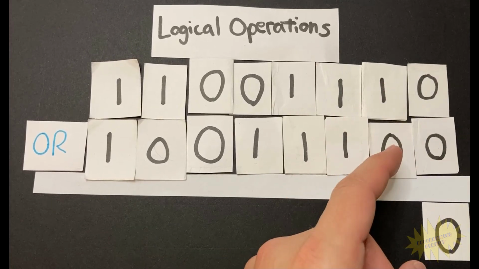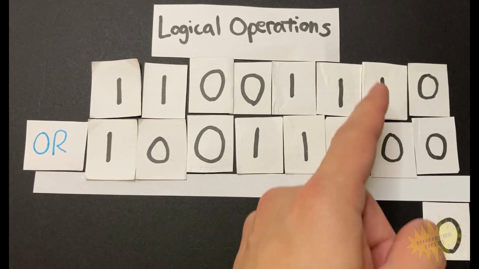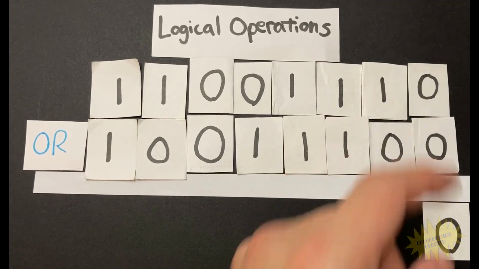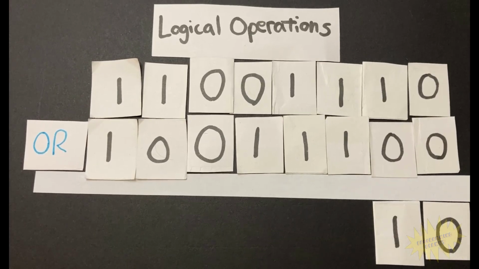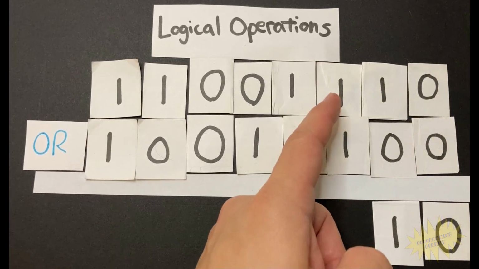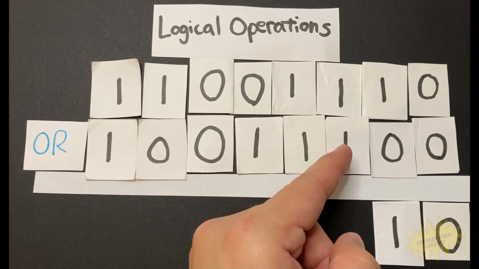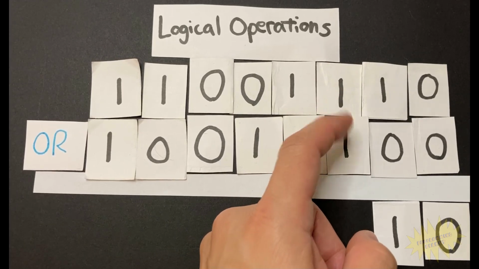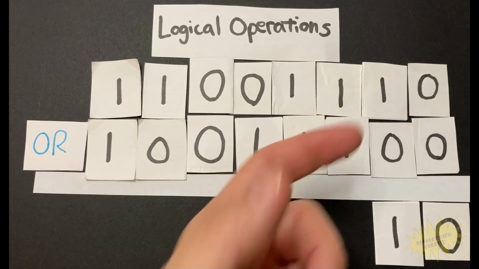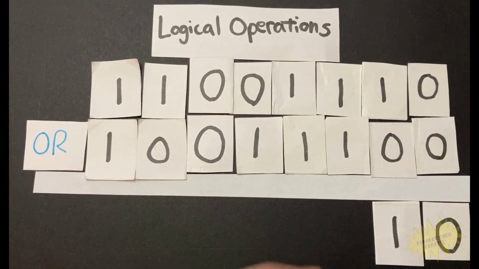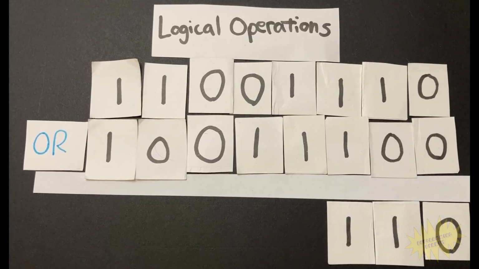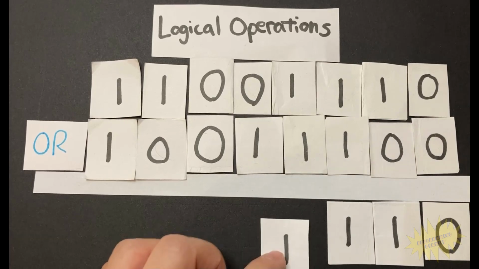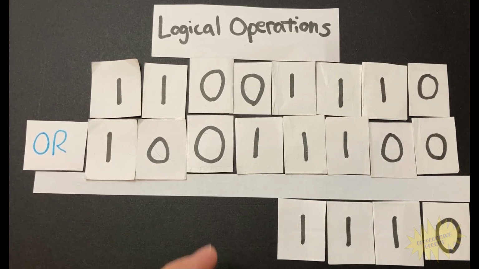Here we have 1 and 0. Are either of these 1? Yes, this one's a 1. So we have at least 1. So that results in a 1. Here we have a 1 and another 1. Are either of these 1s? Yes, actually both of them are. But we only really just need 1. The result is 1. Now here it's the same thing. We have both 1s. So that results in a 1.